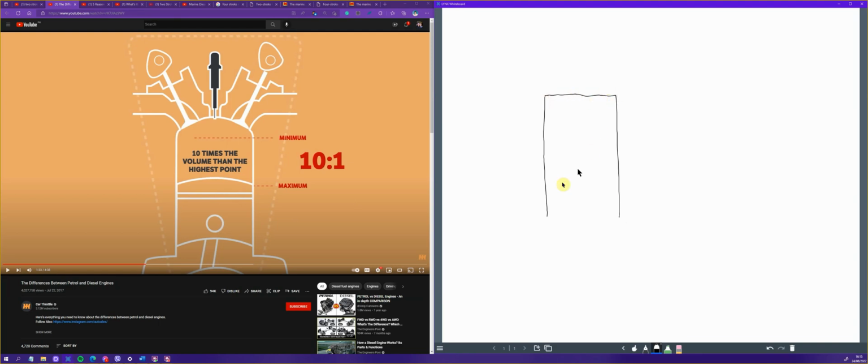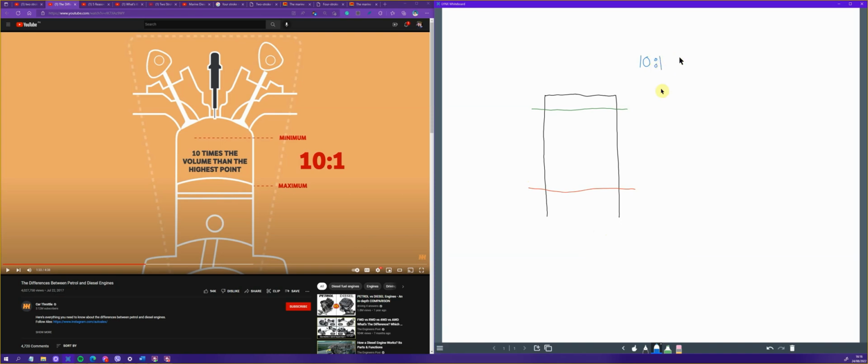Kunyari ito yung cylinder natin. So, let's say this will be, green is your highest. And sabihin natin red is your lowest point. So, gawin natin tong blue. Okay. Ngayon, pag sinabi niyang 10:1 ang compression ratio mo, hindi masyadong kita, so gawin natin siyang bilog.